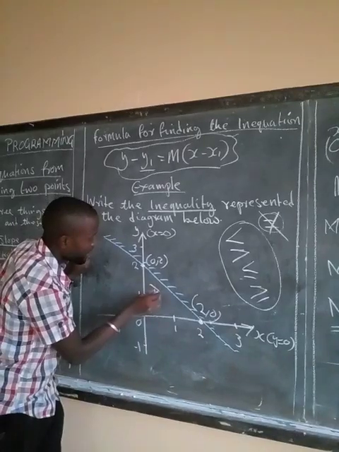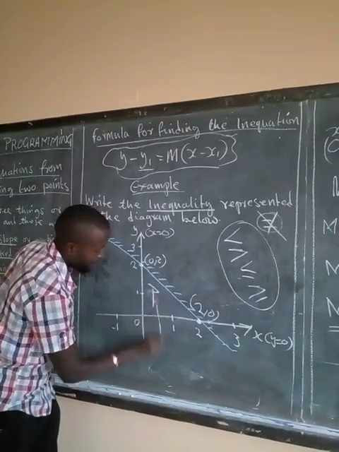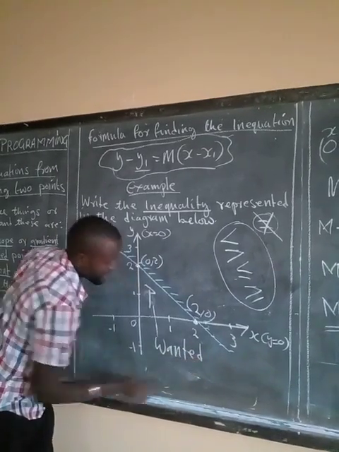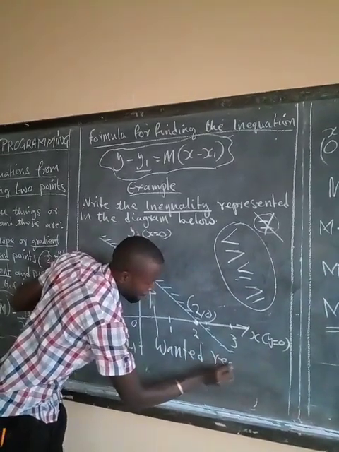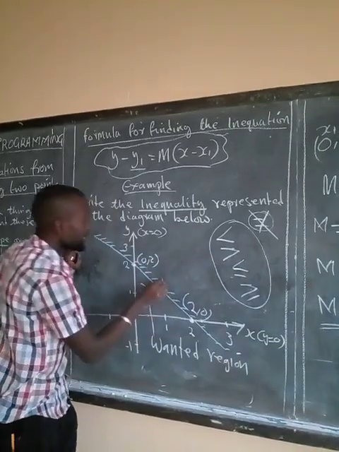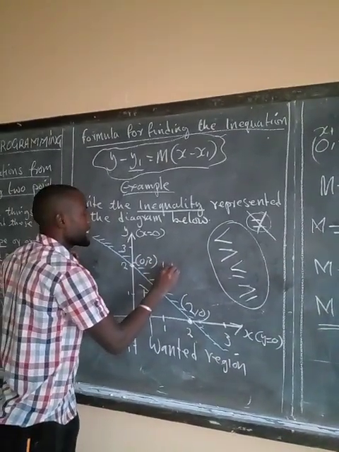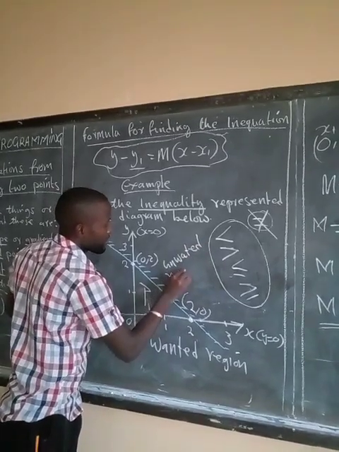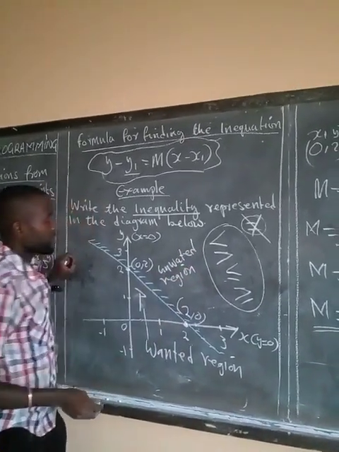This is the wanted region. This is always the wanted, the wanted what? Region. This is the wanted region. But this side is unwanted. Unwanted what? Region. This is the unwanted region.